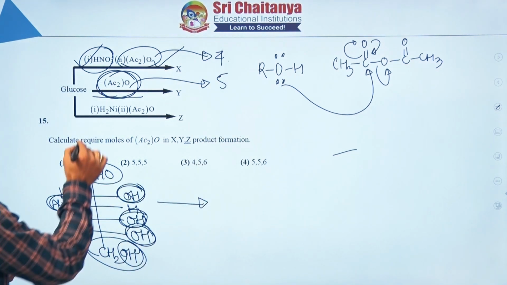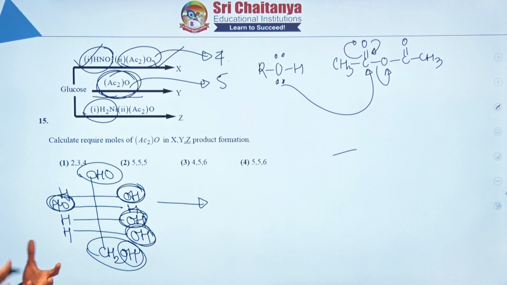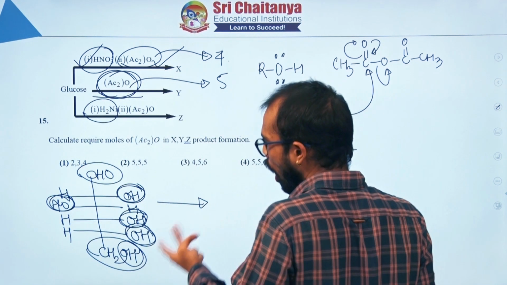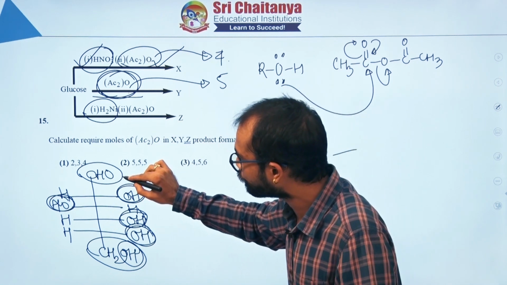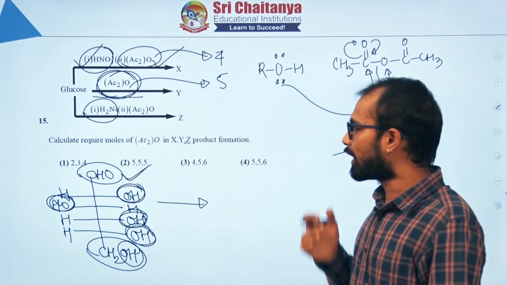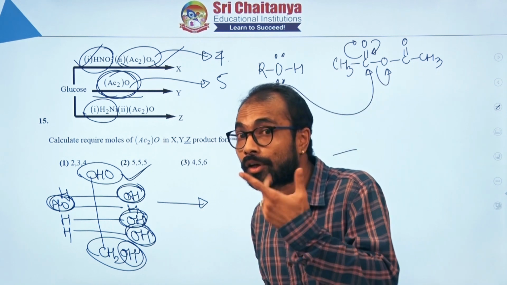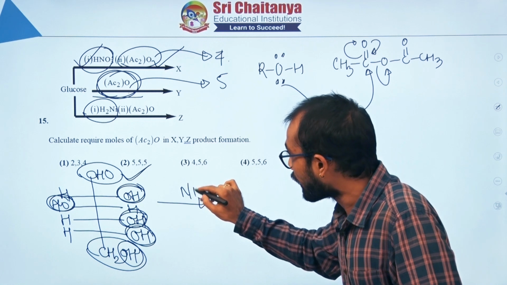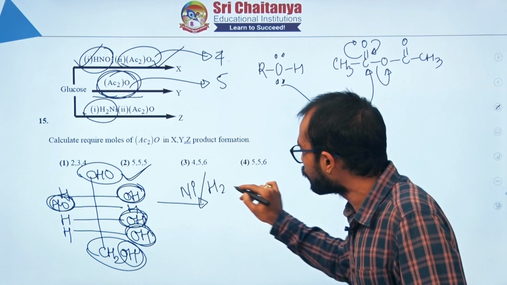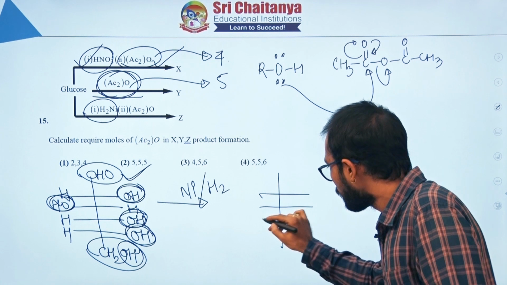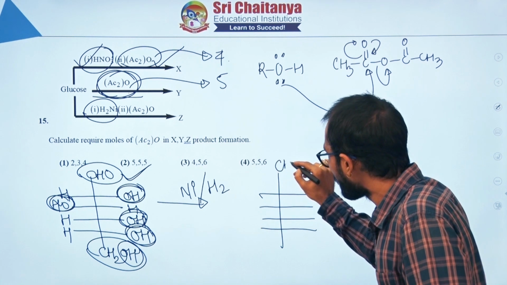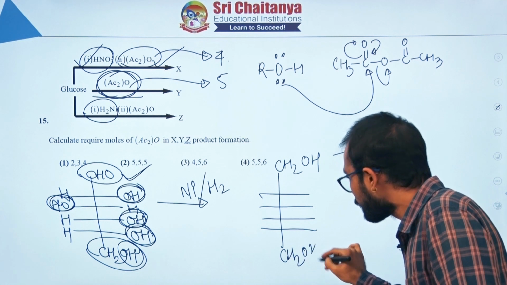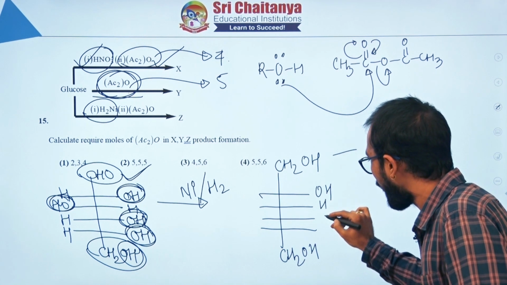In the last case, we have H2/Ni. H2/Ni is basically a reducing agent. So, what is it going to reduce? It is going to reduce this particular aldehyde. When aldehydes are reduced, you are going to get an alcohol. So, when you put Ni and H2 onto this, you are going to get an alcohol here. One alcohol is still here and the other alcohols are intact.